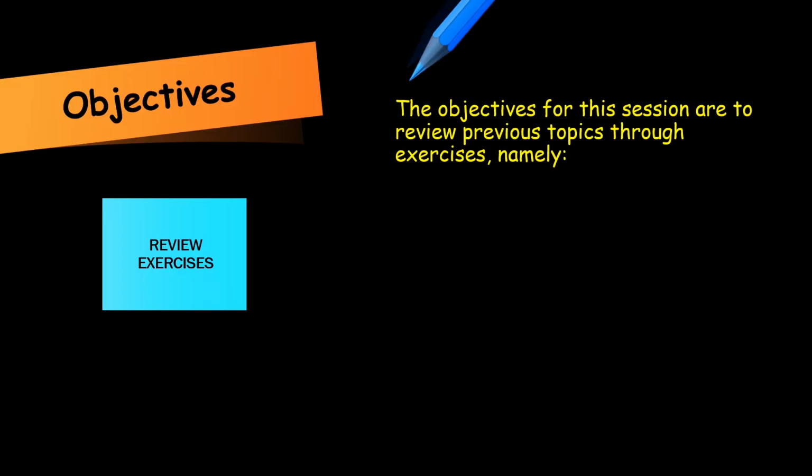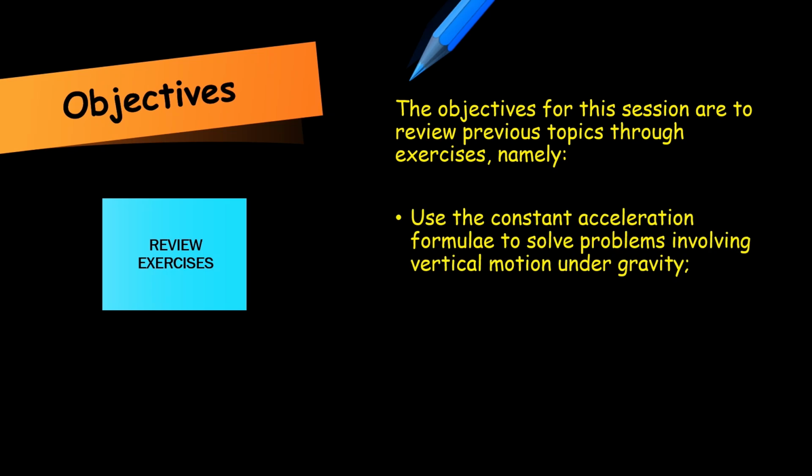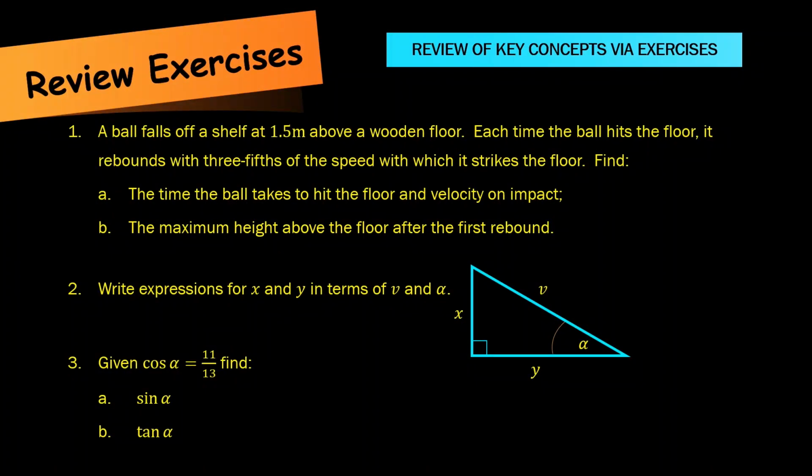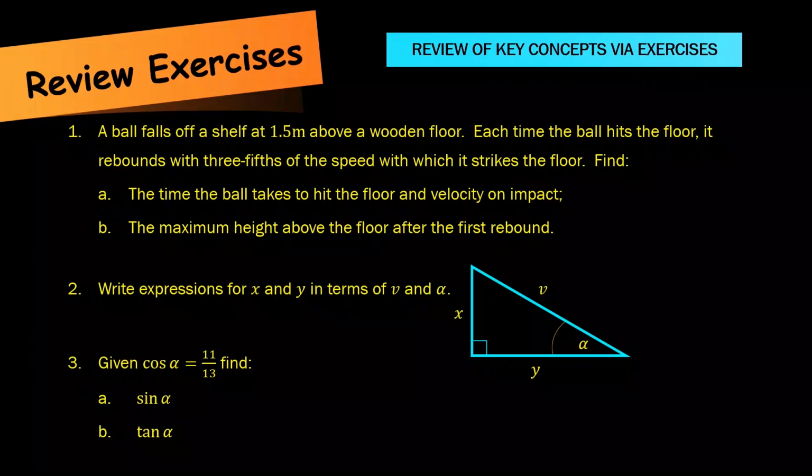The objectives for this session are to review previous topics through exercises, namely, use the constant acceleration formulae to solve problems involving vertical motion under gravity, and manipulate trigonometric ratios. We will now solve the review exercises shown on your screen. Pause the video and have a go. Press play when you're ready to view the solutions.